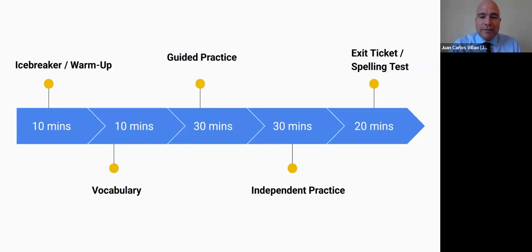So the outline in regards to timeline: icebreaker and warm-up will take approximately 10 minutes or so. Vocabulary segment, another 10 minutes. Guided practice, 30 minutes. Independent practice, 30 minutes. And then exit ticket and spelling test, 20 minutes. So overall, we're looking at an hour and 40 minutes. However, this is an estimation. It can vary. It could be a little bit more, it could be less, depending on how much time you invest in each segment.